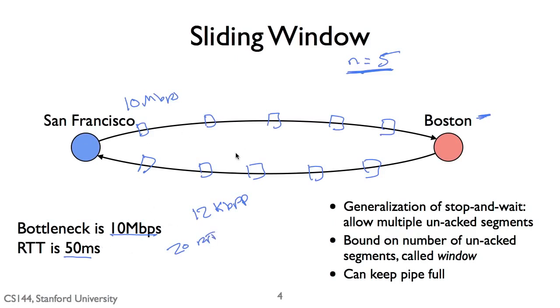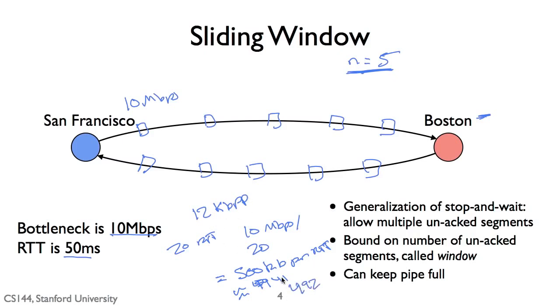That essentially means that the sliding window is going to be 10 megabits per second divided by 20 round trip times, which is basically equal to 500 kilobits per round trip time. So we're looking at a sliding window of around 41 packets. 40 is 480 kilobits per round trip time, so 41 would be 492.